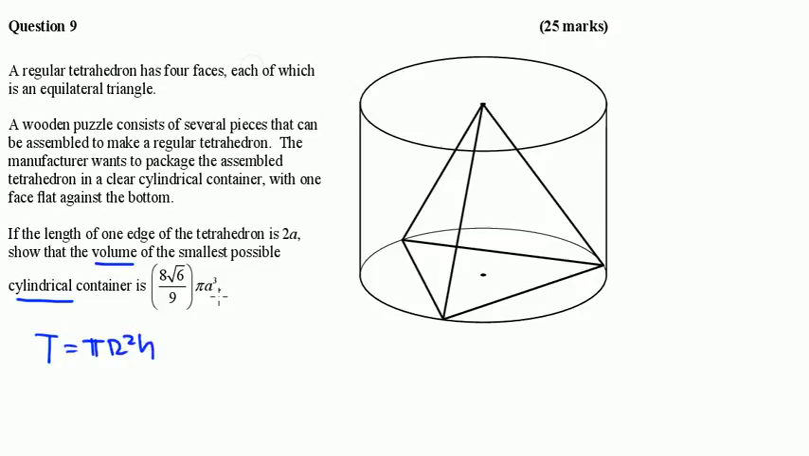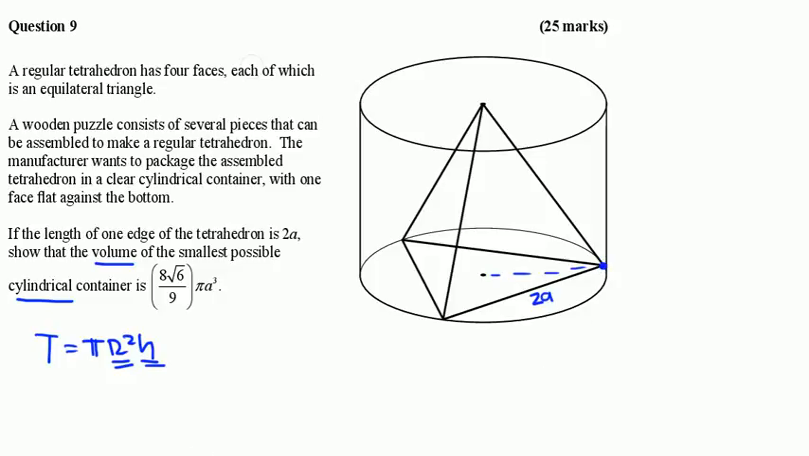So they want us to express the volume in terms of a, so that means we need to find something for the radius and something for the height. So in terms of a, they've given us the length of sides of the triangles as 2a. The first dimension that I'm going to find is the radius. So this is going from the center of the triangle out to one of the vertices.